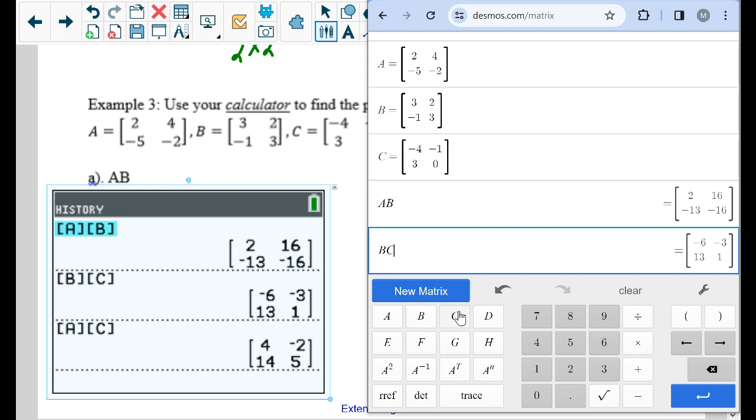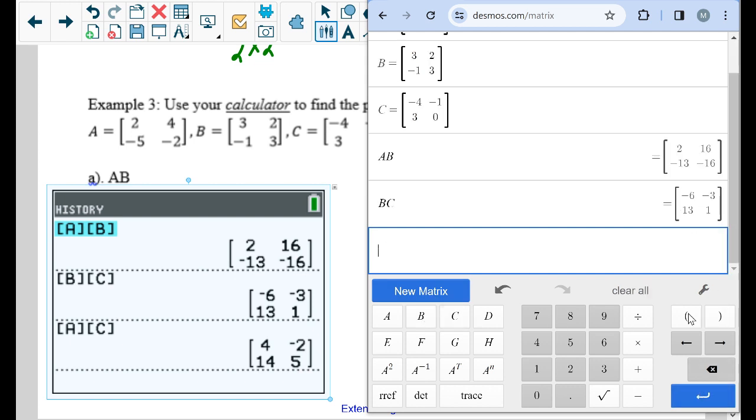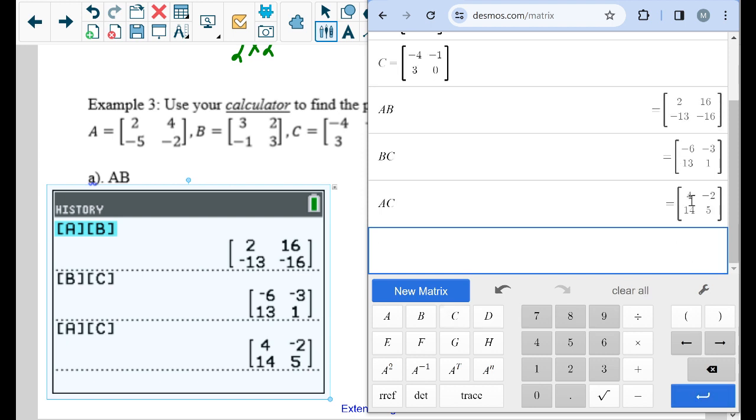Now, what if I want to do BC? Well, BC, enter, there it is. Negative 6, negative 3, 13, and 1. You can see it matches. And then the last one is AC. Really it takes a little bit of time to type them in. Once I get them in, I can just fly through these. 4, negative 2, 14, and 5.